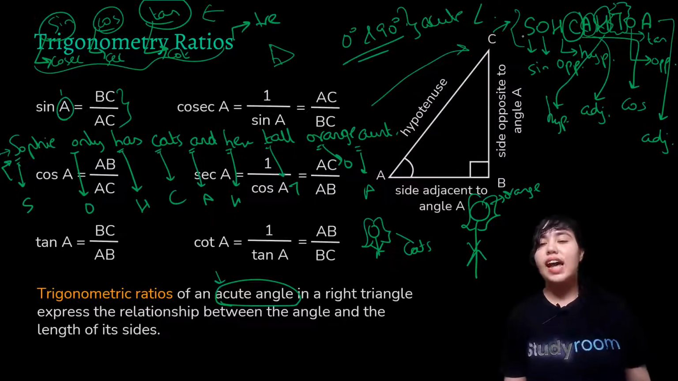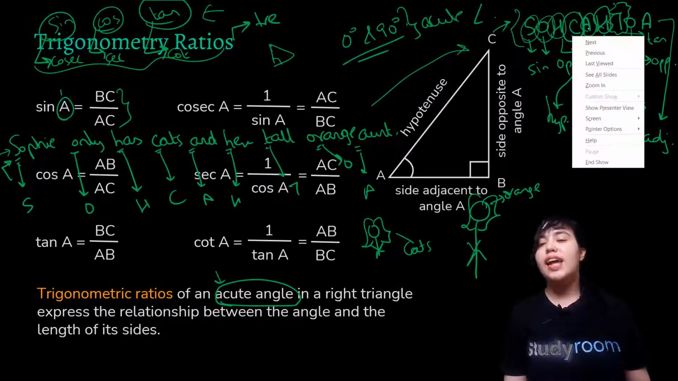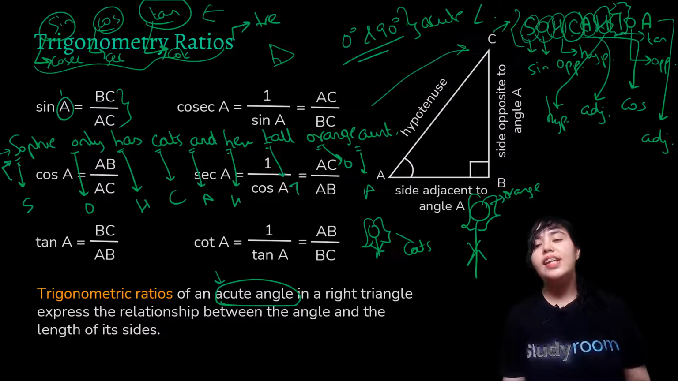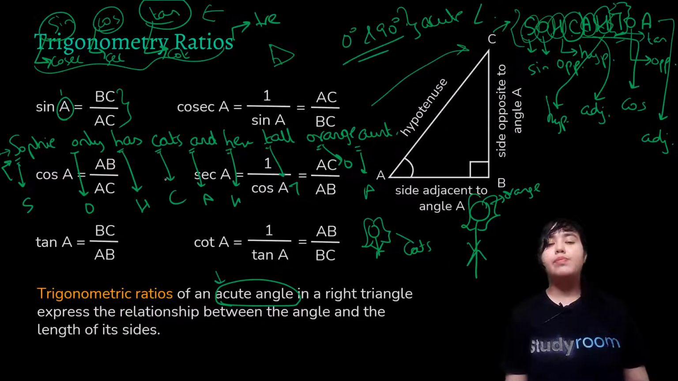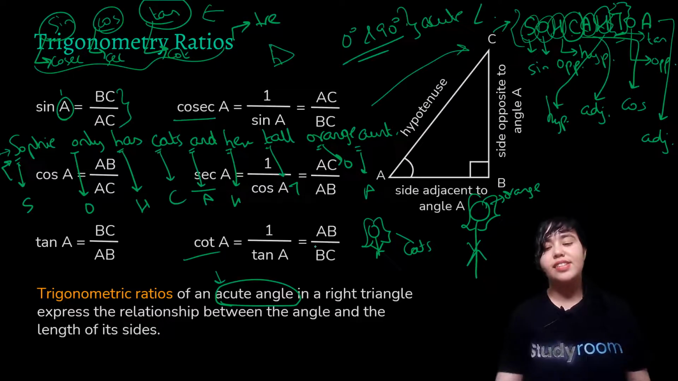That means sine is equal to opposite side upon the hypotenuse. Cos is equal to adjacent side upon hypotenuse. Tan is equal to opposite side upon the adjacent side. And if you remember them, take the reciprocals. Cosec A is 1 upon sin A, sec A is 1 upon cos A, cot A is 1 upon tan A.